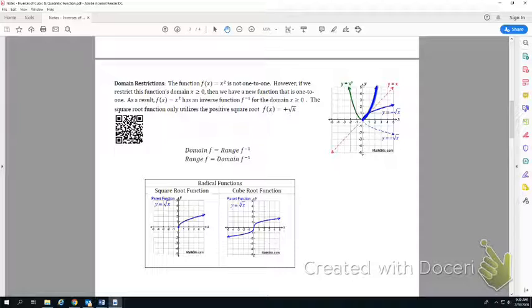As a result, f of x equals x squared has an inverse function for the domain when the x values are positive, or when x is greater than 0. The square root function only utilizes the positive square root. F of x equals the square root of x. So, to get the inverse square root, to make it a function, we just use this data.